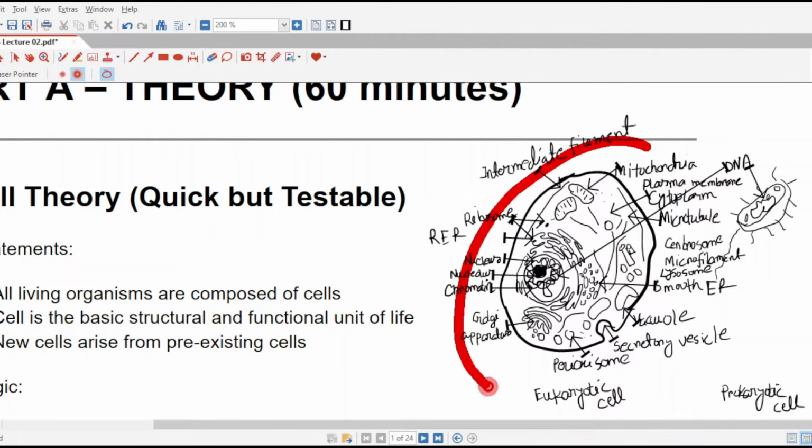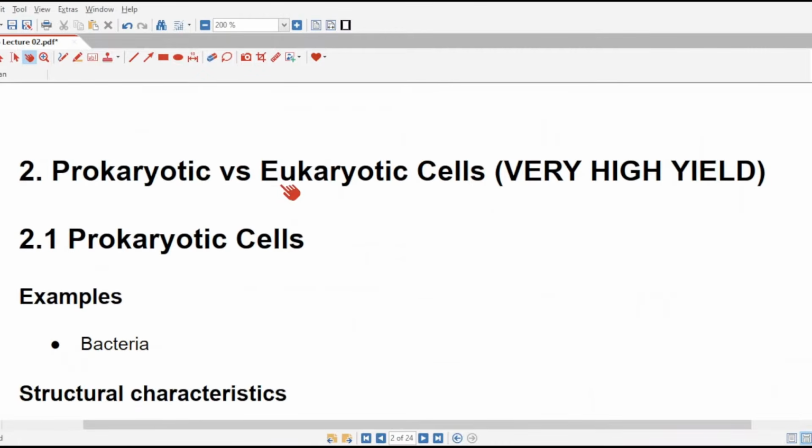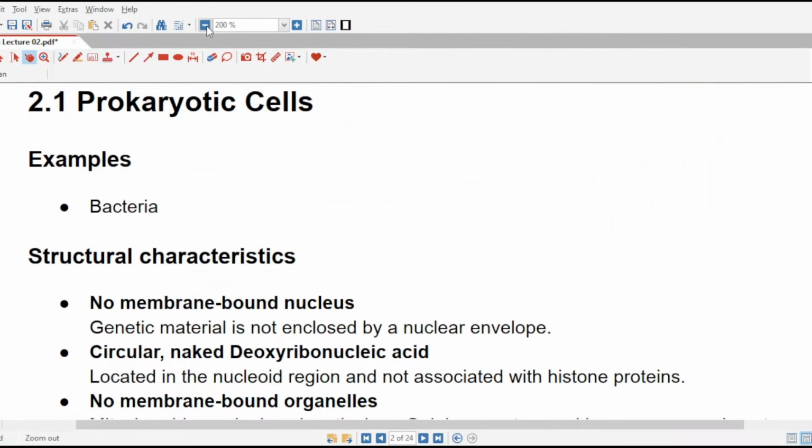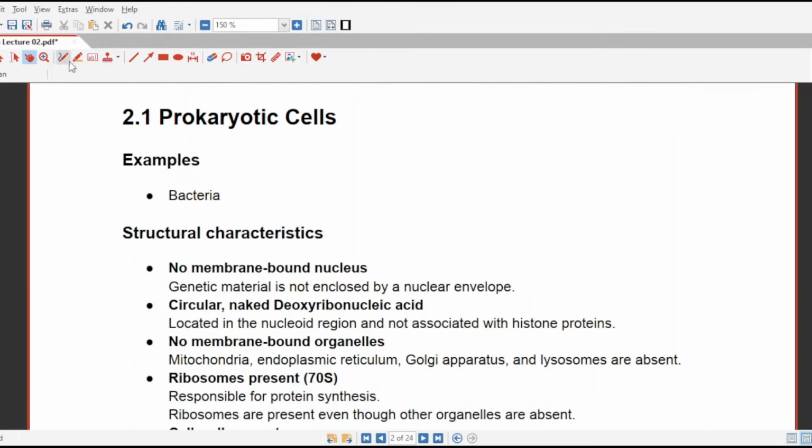So the left one that we have discussed, this is a eukaryotic cell. That's why the structure is a bit sophisticated. And on the right side, we see that this is an example of prokaryotic cell. In prokaryotic cell, the DNA is naked and it is circular. If we study the prokaryotic cells, we will find all these characteristics.